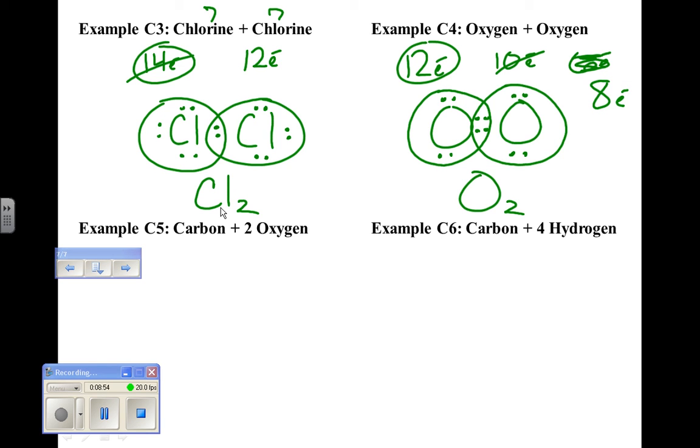Okay, carbon and oxygen. Look, I have 1 carbon and 2 oxygen. Carbon has 4 valence electrons. Oxygen has 6. If I have 2 of them, there's 12. So I have to work with 16 valence electrons, 12 plus 4. I have a carbon and 2 oxygen. What did I say about the single guy? Put him in the middle. How many did I just use? 4. So I have 12 left.